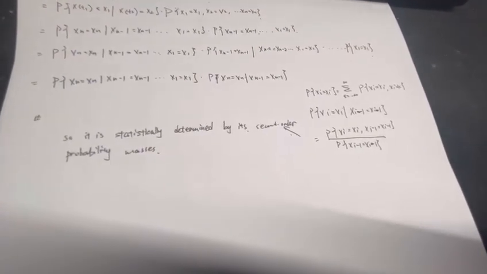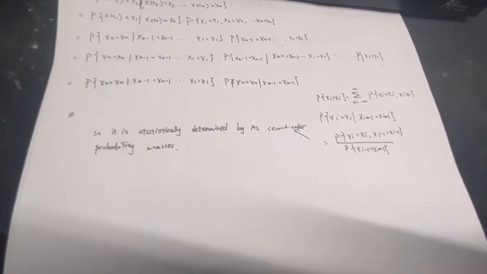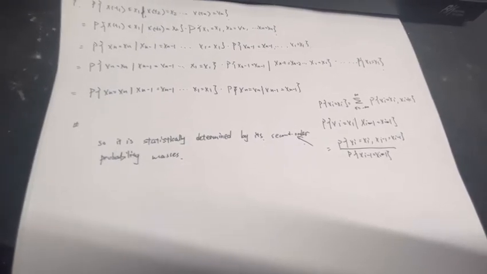So we can prove that if X1, X2, and so on is a Markov chain, then it's statistically determined by the second order probability methods.